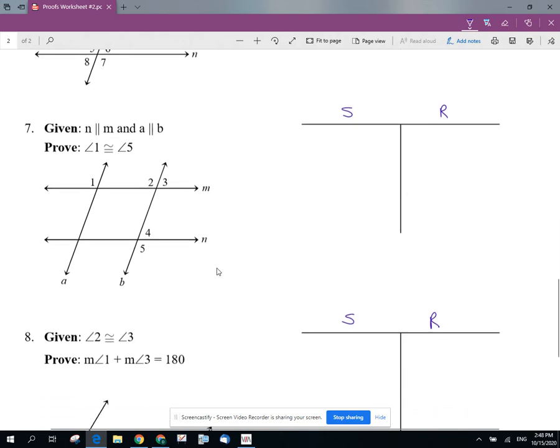All right, moving down to number 7. N is parallel to M and A is parallel to B, so we'll show that. Double arrows would show that these two are parallel, and we'll mark both of those as such here. A is parallel to B, and N is parallel to M, given.